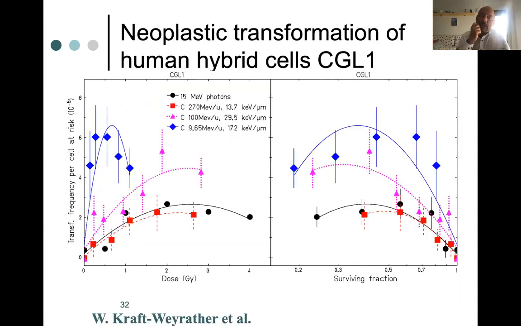So that's why we can think of using an in vitro system. These are actually data on the neoplastic transformation of this human hybrid cell CGL1. This is the transformation frequency per cell at risk. So in fact, you see the decrease with the X-rays. These are 15 MeV X-rays. Then high energy carbon ions. When you increase the LET, you see you have more transformation, but you also have a higher decrease. This is the data plotted as transformation versus surviving fraction. So you see that when you go to low surviving fraction, you start to see a decrease.